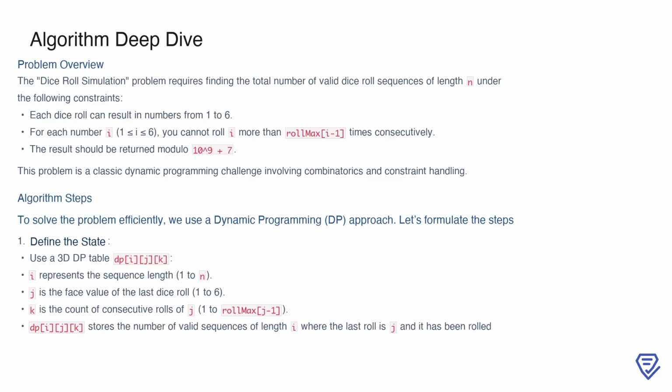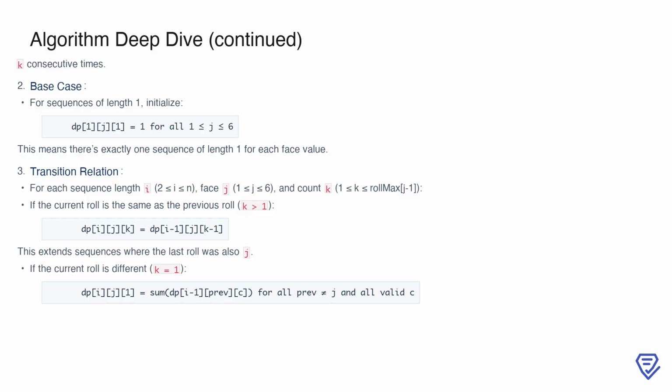To solve this, we approach the problem using dynamic programming, which is well suited for problems involving combinatorics and constraints. By breaking down the problem into smaller subproblems, we can efficiently calculate the total number of valid sequences while adhering to the given rules. To implement our solution, we define a 3D dynamic programming table, dp[i][j][k].